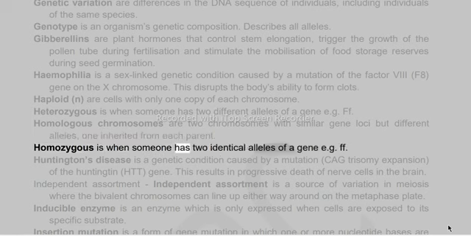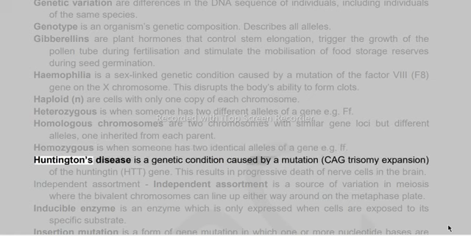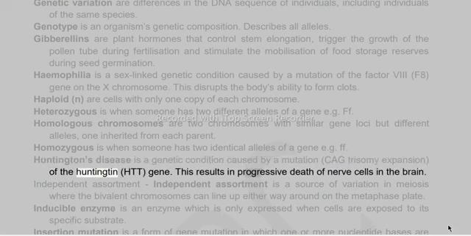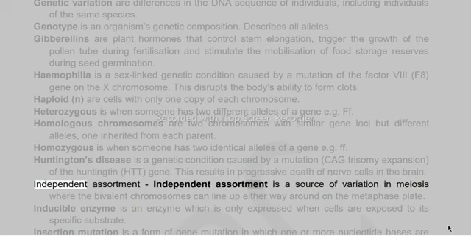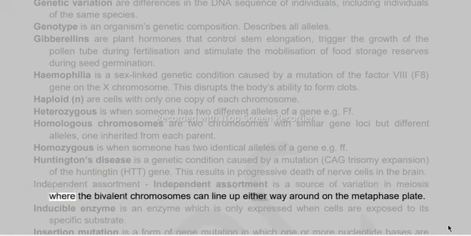Homozygous is when someone has two identical alleles of a gene, e.g. FF. Huntington's disease is a genetic condition caused by a mutation, CAG trinucleotide expansion, of the Huntingtin, HTT, gene. This results in progressive death of nerve cells in the brain. Independent assortment is a source of variation in meiosis where the bivalent chromosomes can line up either way around on the metaphase plate.